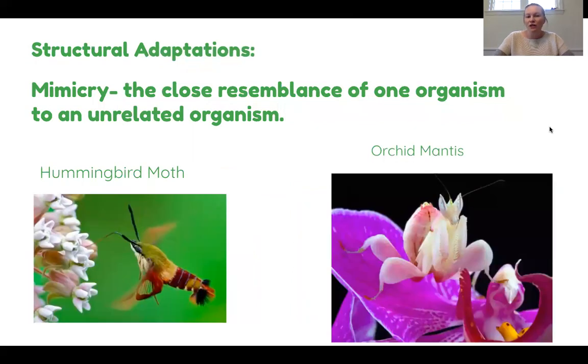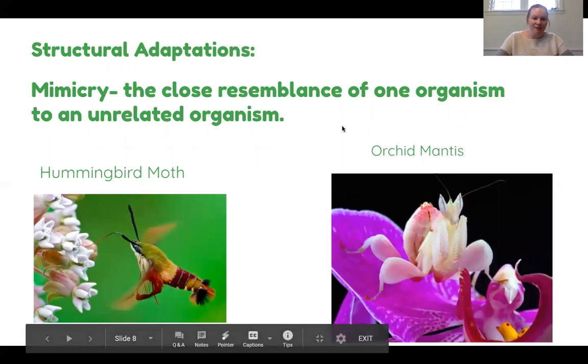Another form of structural adaptation is mimicry. Mimicry is when one organism closely resembles another organism that it is not related to. Looking at this page, we can see what appears to be a hummingbird, but if we look closer, we'll actually notice that it is a moth. This moth is using mimicry.